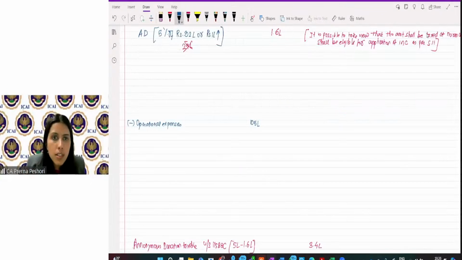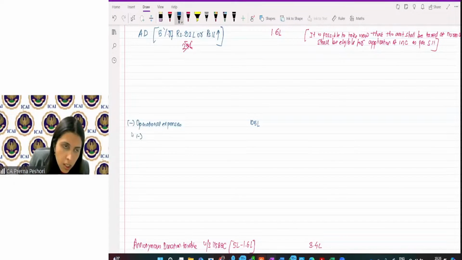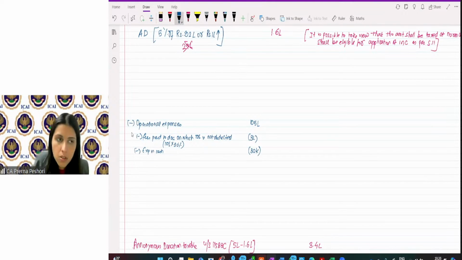Okay. So what I will do is, let's say this is 105 lakh. Out of this, I will reduce the fees paid to doctor on which TDS is not deducted. So 10 lakh into 30%. This will be disallowed, which comes to 3 lakh. Less expense in cash 30,000. Less expense incurred but not paid during the previous year.